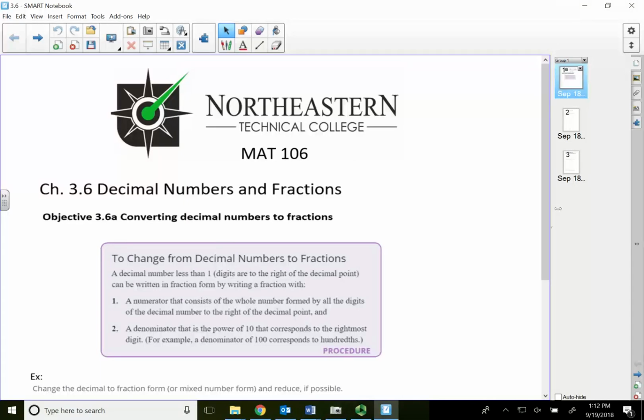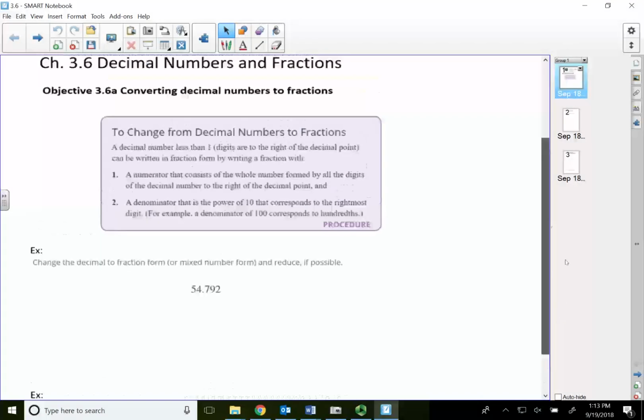So we're always introducing decimal numbers right after introducing fractions. It turns out every fraction can turn into some sort of decimal number, but not every decimal number can actually turn into a fraction.